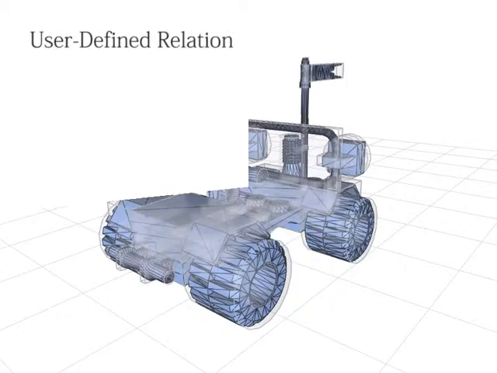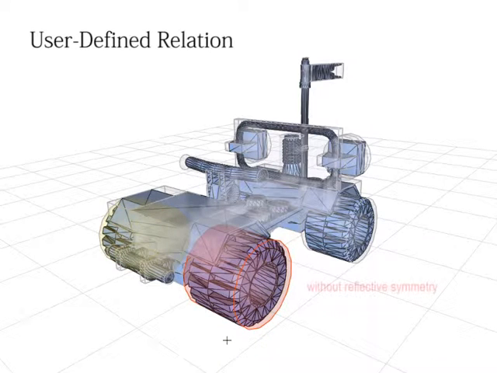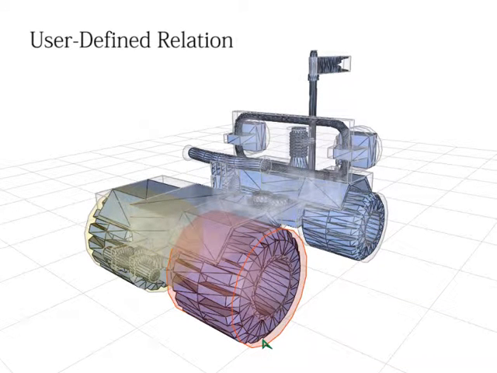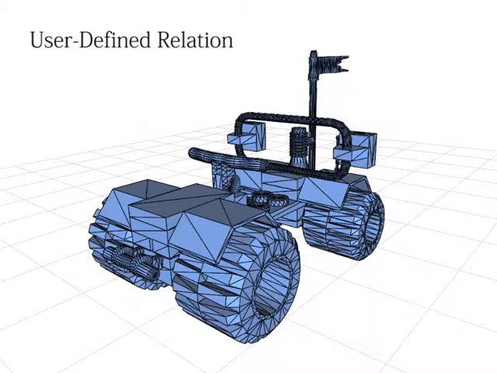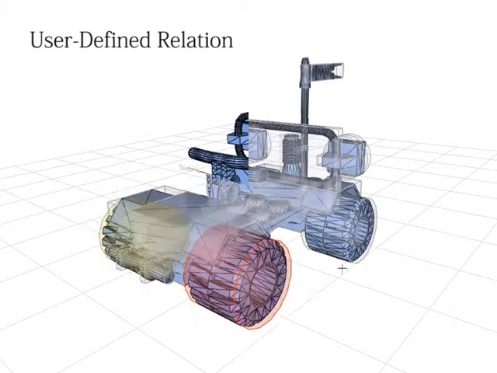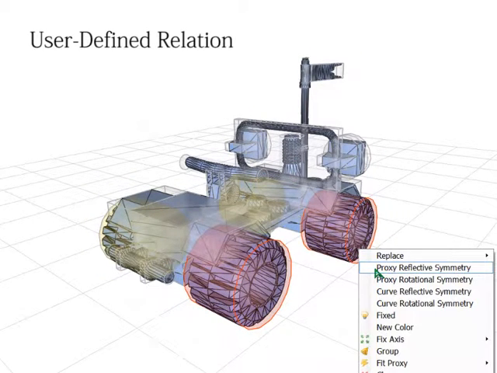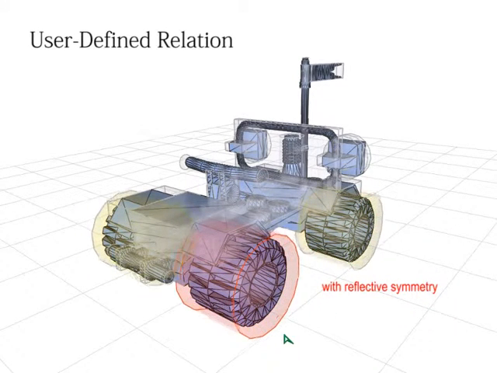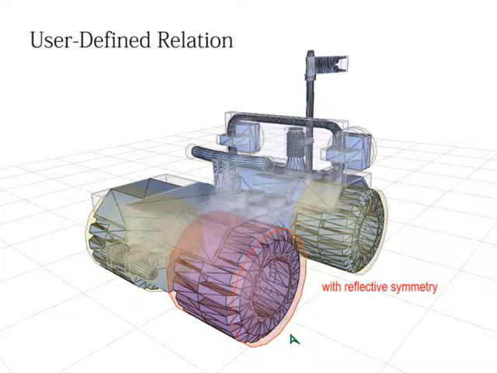To achieve different editing effects, our system allows the user to specify or change mutual relations among the controllers. For example, here a reflective symmetry relation is not detected between the controller of the front and back tires. Now the symmetry relation is added, and a different editing result is obtained.